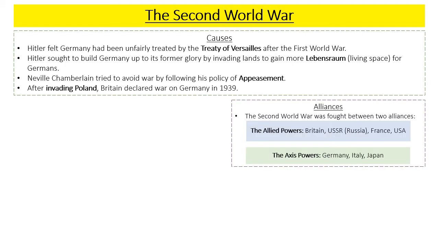So when we're looking at the war as a whole, we see two alliances forming who are fighting against each other. So the first alliance that we've got is something called the Allied Powers, and within that we have Britain, the USSR, so Russia, France and America. And they are fighting against the Axis powers, which include Germany and their allies of Italy and Japan. So these are the two main alliances that are fighting against each other.